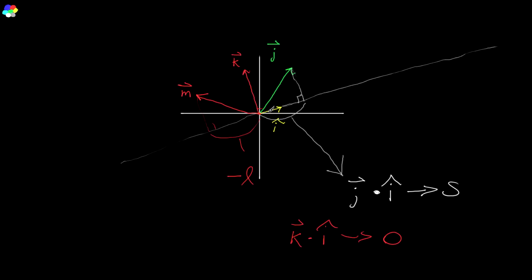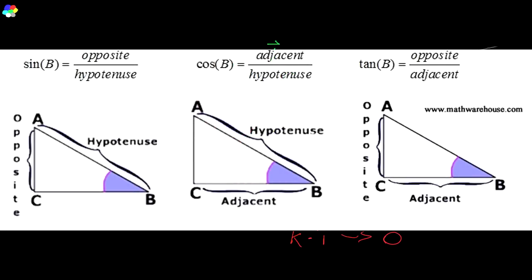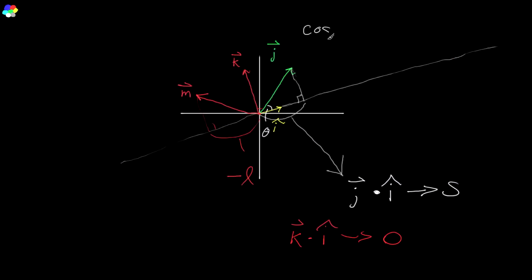Well, if we know this angle here, theta, then we could use SOHCAHTOA to calculate that. So SOHCAHTOA tells us that cos theta is equal to the adjacent over the hypotenuse. So we want to know the adjacent. That's this one, the side that's adjacent to theta, and we know the hypotenuse. That's just the length of j. And we know theta, so we should be able to calculate this. So the hypotenuse is equal to the length of j.